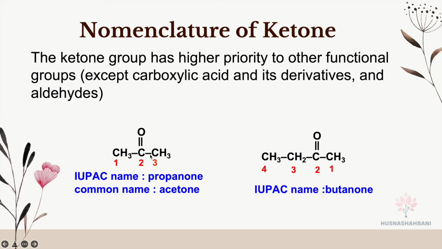For example, this compound has 3 carbons in total, C double bond O in the middle. So this is propanone, a ketone with 3 carbons named propanone. The common name of propanone is acetone. Next example, 4 carbons in total, ketone, this is carbon number 2. You have to give the number of carbon from the right to make this carbon have the lowest number, because if you come from the left, this carbon will get number 3. So we have to give the lowest number. So you have to come from the right, making the IUPAC name butanone, 4 carbons in total.